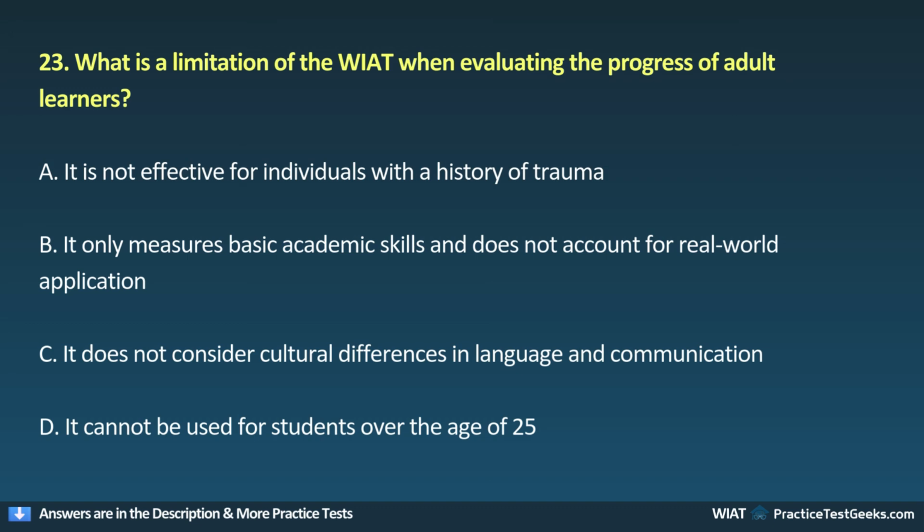23. What is a limitation of the WIAT when evaluating the progress of adult learners? A. It is not effective for individuals with a history of trauma. B. It only measures basic academic skills and does not account for real-world application. C. It does not consider cultural differences in language and communication. D. It cannot be used for students over the age of 25.